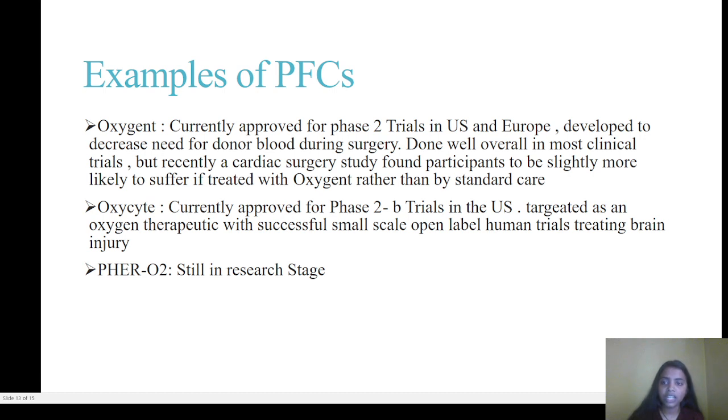Oxycyte, currently approved for phase 2b trials in the US, targeted as an oxygen therapeutic with successful small scale open labeled human trials treating the brain injury. The PHER-O2 is still in the research stage.